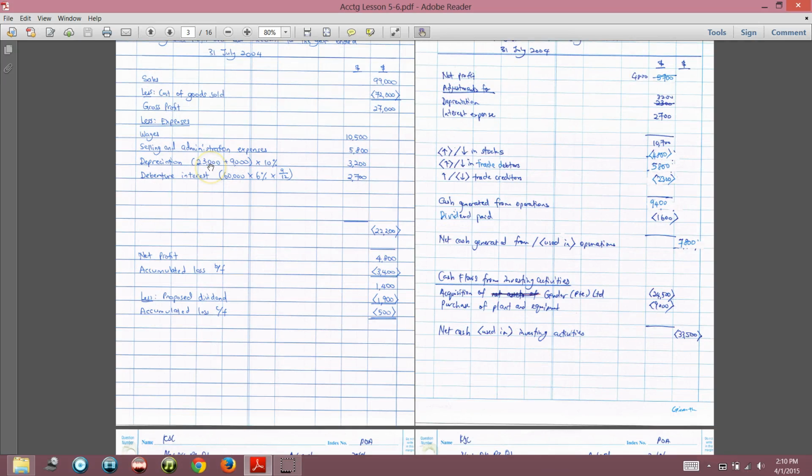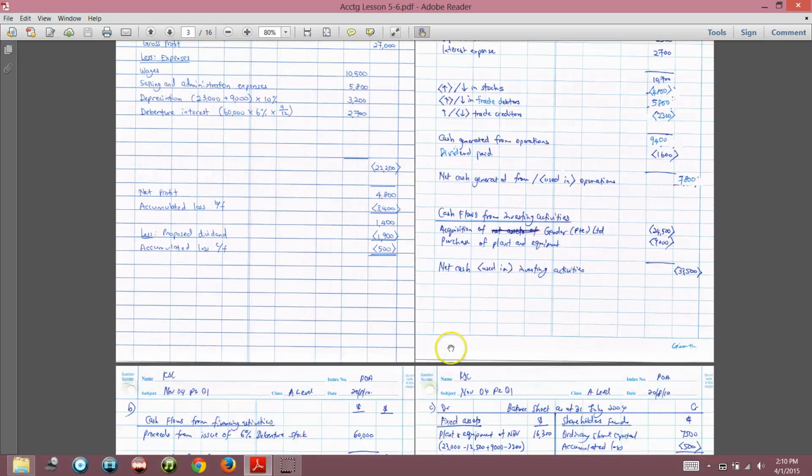The cost will be 23,000. The plant and equipment at cost at the beginning of the year is 23,000, plus the cost that you purchased during the year is 9,000. So 23,000 plus 9,000, close bracket, times 10%. So this is the depreciation for the year, 3,002.